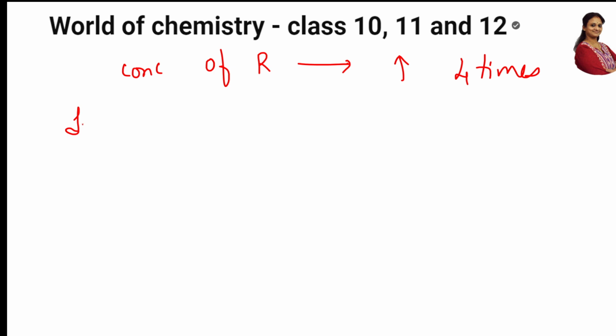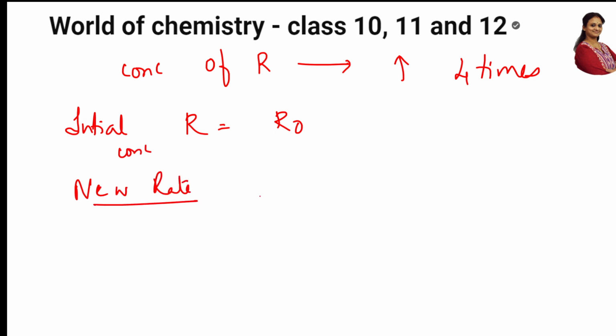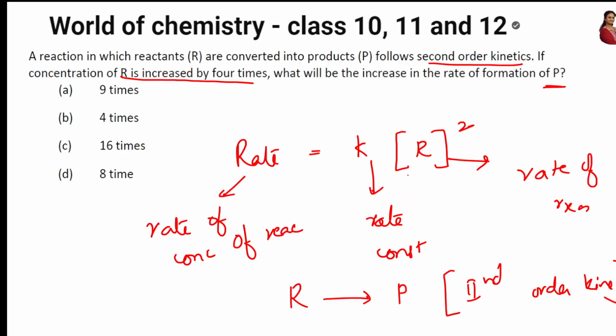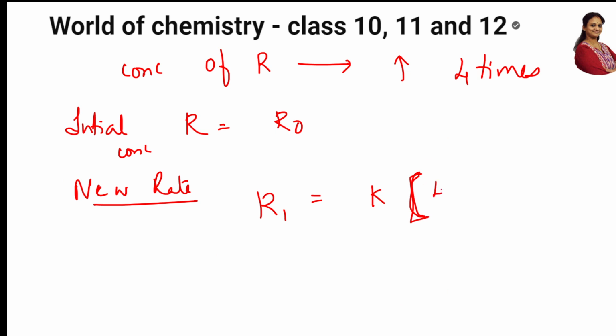That means initial concentration, what was it, students? Initial concentration of R is equal to R naught. Now suddenly a new rate has come because the concentration has changed to 4 times. So the new rate, I'm going to write it as R1. R1 is equal to K into, how many times has the concentration increased? It has increased 4 times, so 4 of initial concentration, and this is second order, correct?